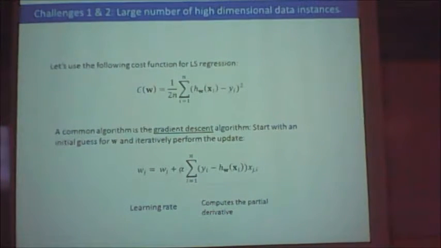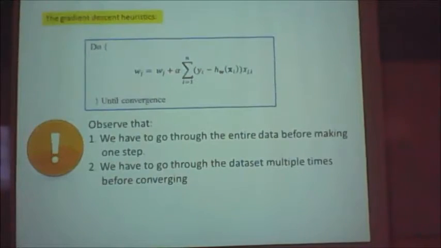So this is essentially how gradient descent works, and in fact the algorithm is so simple. You do this until convergence, whatever convergence may be. You define it, right?